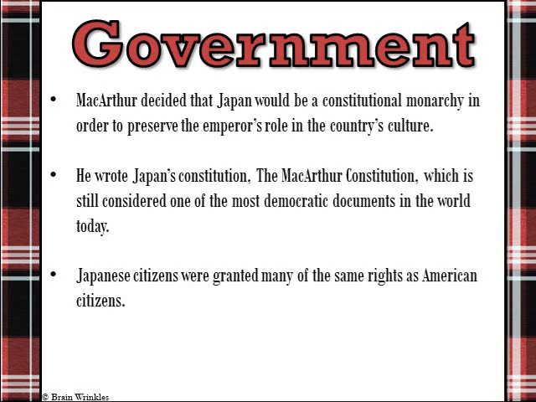Government. MacArthur decided that Japan would be a constitutional monarchy in order to preserve the emperor's role in the country's culture. He wrote Japan's constitution, the MacArthur Constitution, which is still considered one of the most democratic documents in the world today. Japanese citizens were granted many of the same rights as American citizens, so he modeled it heavily after the United States Constitution, but also took some elements of the British Constitution, being that they have a monarchy there, so he needed some points of reference from that. Next slide.